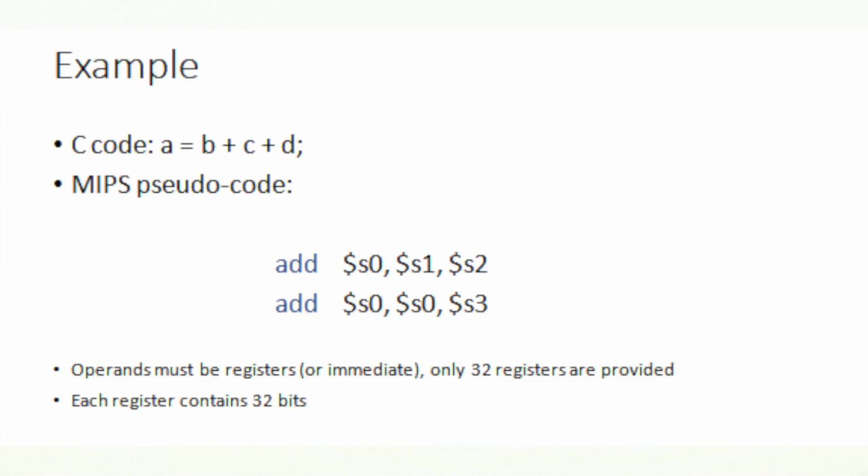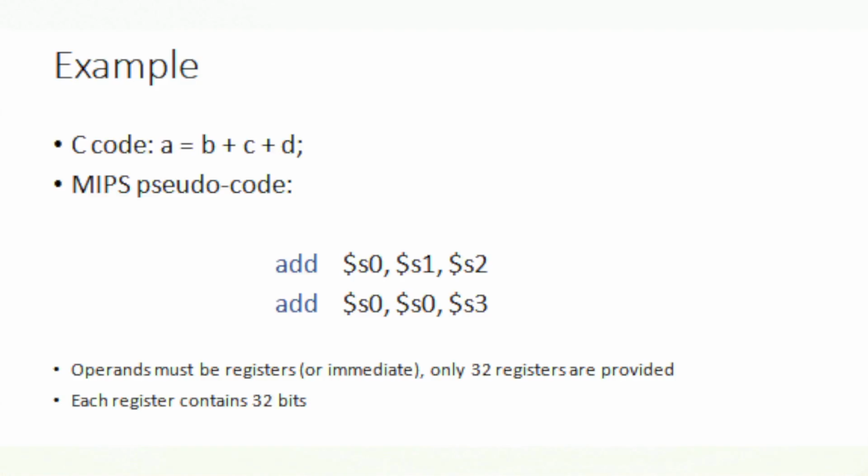Another C code example is a = b + c + d. Over here we have three variables on the right hand side. So the MIPS code for this would be add, which is the opcode, $s0 where the result is saved, the destination, and $s1 and $s2 on which the operation is performed.